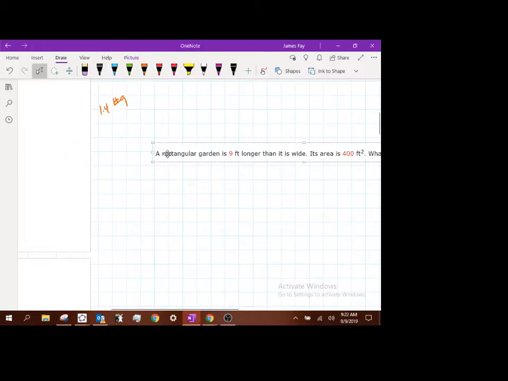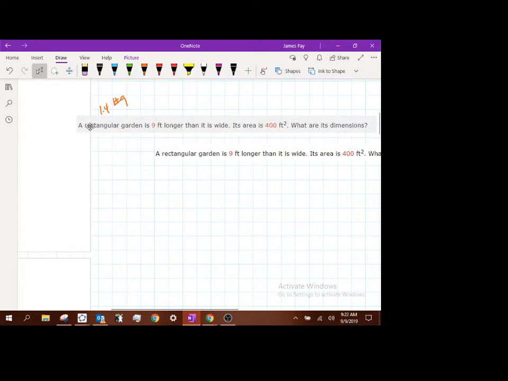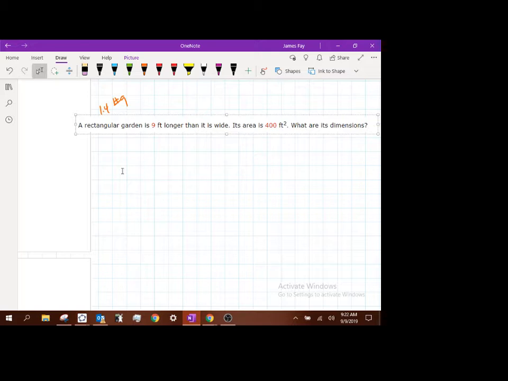It says a rectangular garden is 9 feet longer than it is wide. Okay. Now you guys did these last year. These are like optimization type problems. Okay, if you've heard that word before. A rectangular garden is 9 feet longer than it is wide. Its area is 400 square feet. What are its dimensions? Okay.